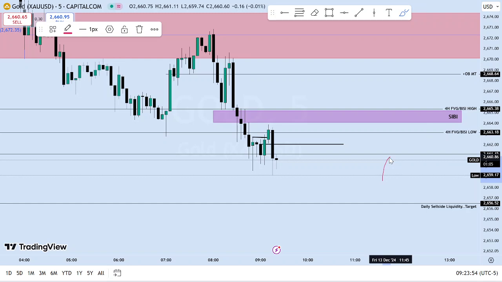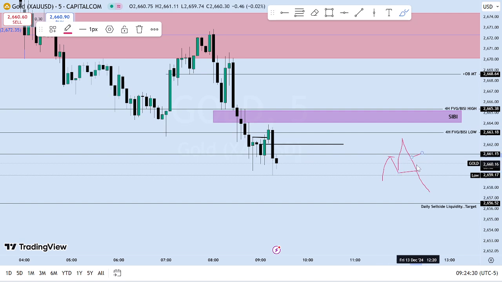It creates a high, then a low, taking out the previous high, which is this. That's a buy side liquidity here. Then a displacement, market shifting structure from a buying model to a selling model.